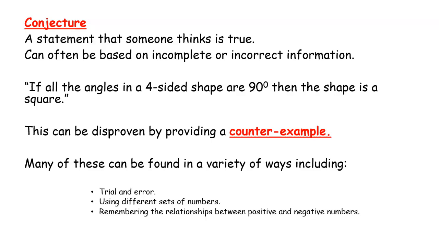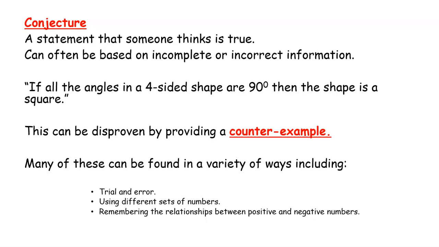Now, many of these can be found in a variety of ways. We can find counterexamples using a variety of techniques. These can include things like trial and error, using different sets of numbers, remembering relationships between positive and negative numbers, and using just our general numeracy at hand. So for example, if you've got a square number, remember a negative square always gives you a positive. That's a property of numbers that could be used effectively to prove these.